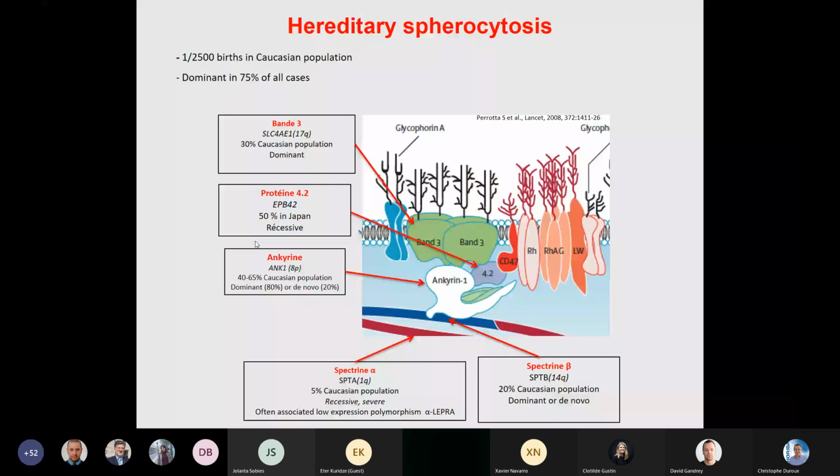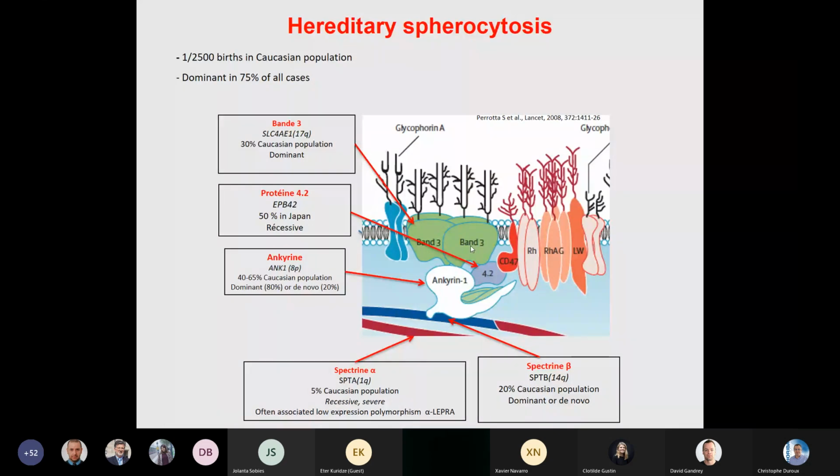So it's involving the ankyrin complex, and this is another representation of this ankyrin complex. And you can see that it involves protein band 3, ankyrin 1, protein 4.2, and the spectrins. And all of these proteins can be responsible for hereditary spherocytosis. So it is not a monogenic disease. It is a disease that can be related to many different mutations in many different genes. All these genes are globally part of this ankyrin complex.